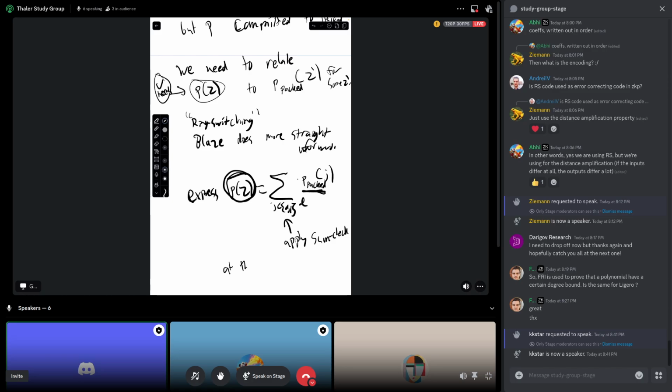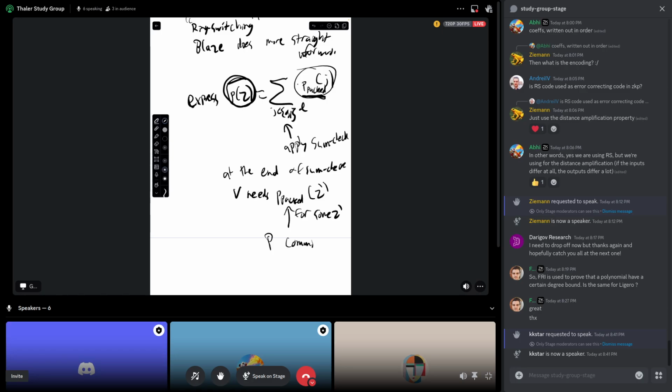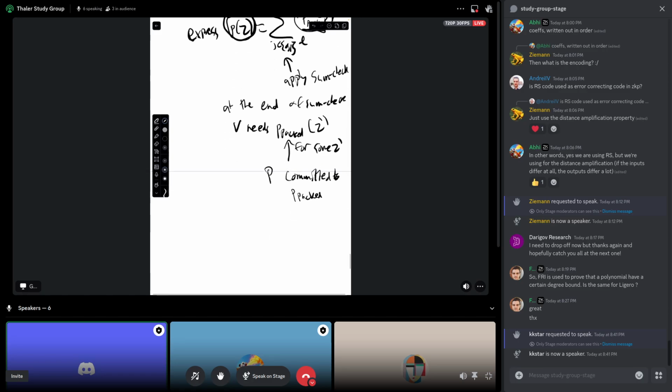Okay, and at the end of sum check, the verifier needs to evaluate what sum check was applied to at a random point. So V needs P packed of Z prime, for some random Z prime. And now we're good. The prover committed to P packed. And so with Ligero or Brakedown or FRI or FRI Binius, it can just provide the evaluation with an evaluation proof. So that's it.